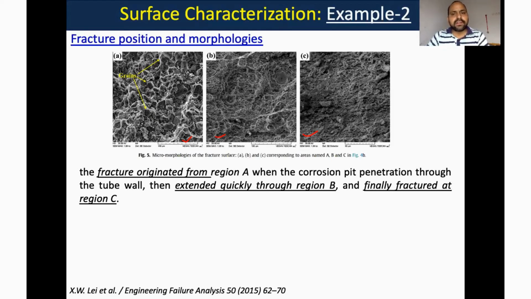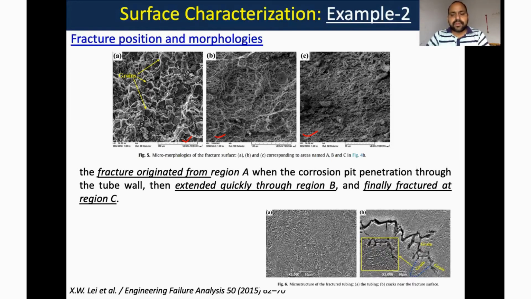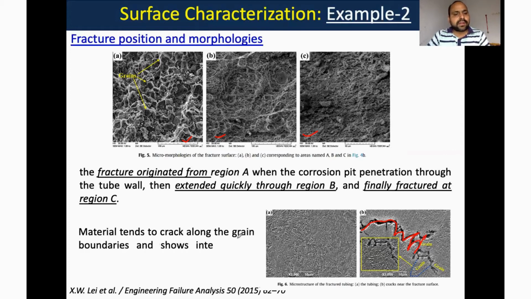So this was one analysis based on the morphology, and they also analyzed the surface near the crack region. See, this is the tube and this is the crack near the fracture surface. These cracks are also there and they are following the grains. So we can say there is an intergranular crack. The material tends to crack along the grain boundaries and shows intergranular fracture features.